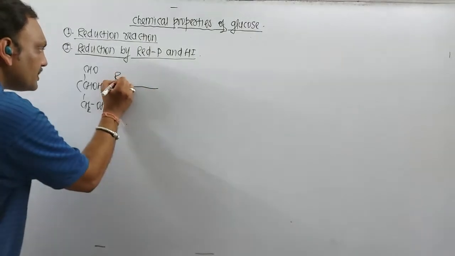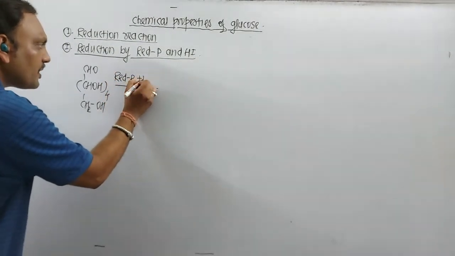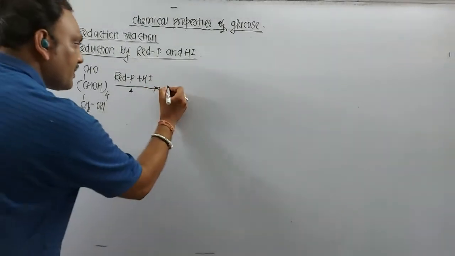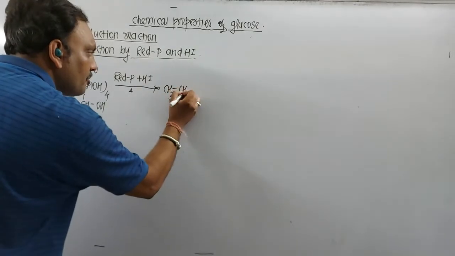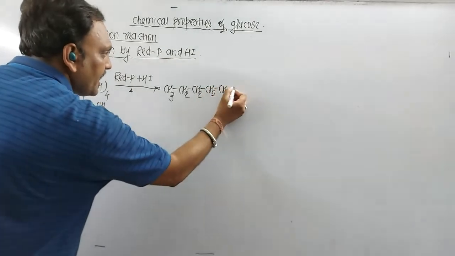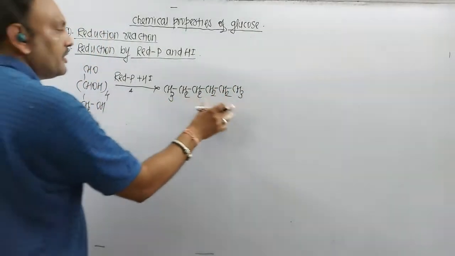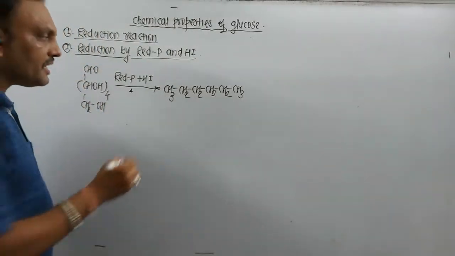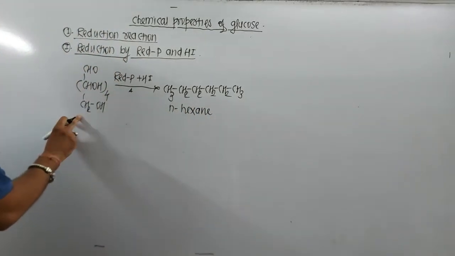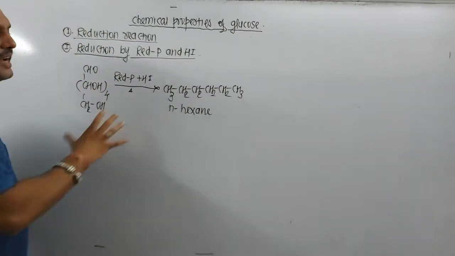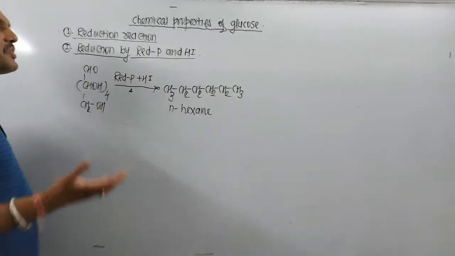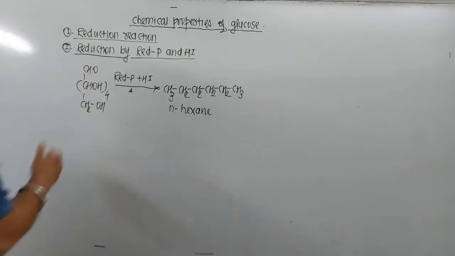Now remember, when glucose is reduced by red phosphorus and HI, then see what happens. Glucose gets reduced and leads to the formation of normal hexane. So, production of normal hexane suggests that glucose shows open chain structure. Remember, this is n-hexane. So, when we reduce glucose by using red phosphorus and HI, n-hexane is obtained as a product. So, formation of n-hexane suggests that glucose has open chain structure.